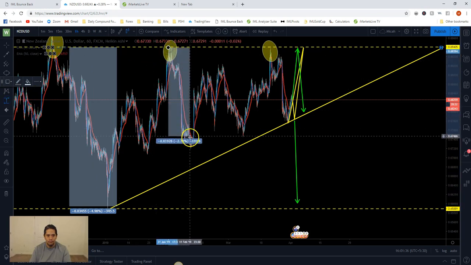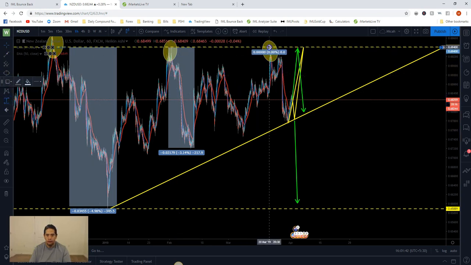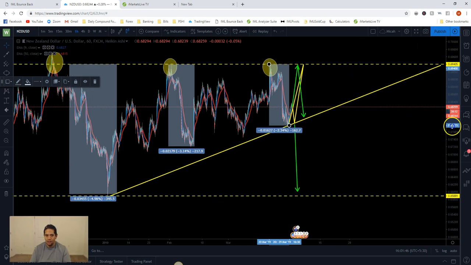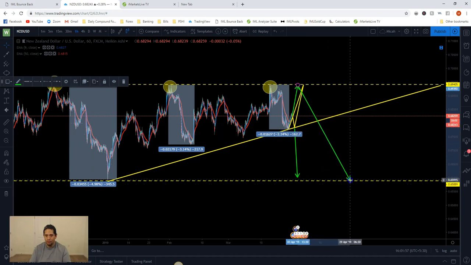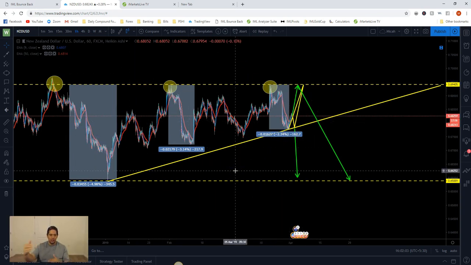Came back up. 220. Came back up. 162. Right? So as you can see, by seeing this, right, it's getting smaller and smaller and smaller. Right? So that next move up might actually be a bigger drop, or you might break through this. Right? You just have to analyze it on a higher time frame.